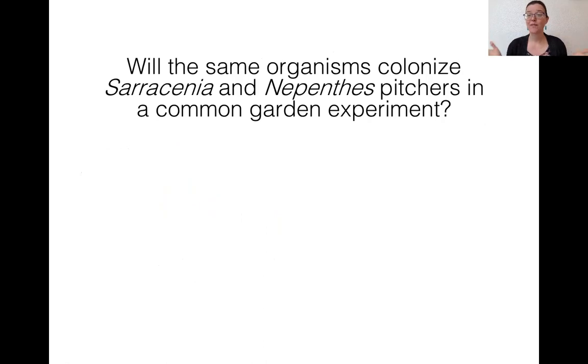But what about if you put both of those hosts in the same environment? If you had Sarracenia and Nepenthes pitchers growing together in the same environment, would they be colonized by very similar communities? Would they create a similar enough habitat that they would select for particular types of communities?